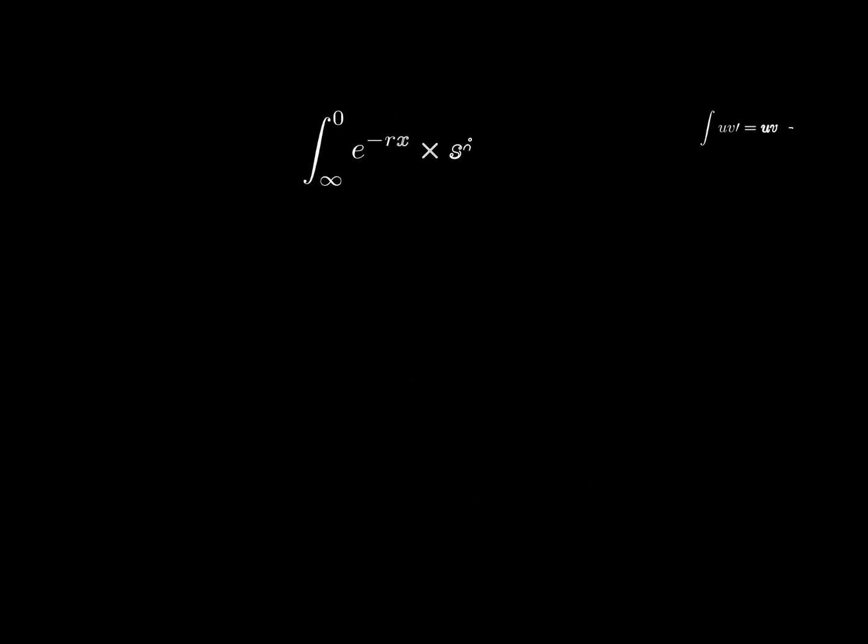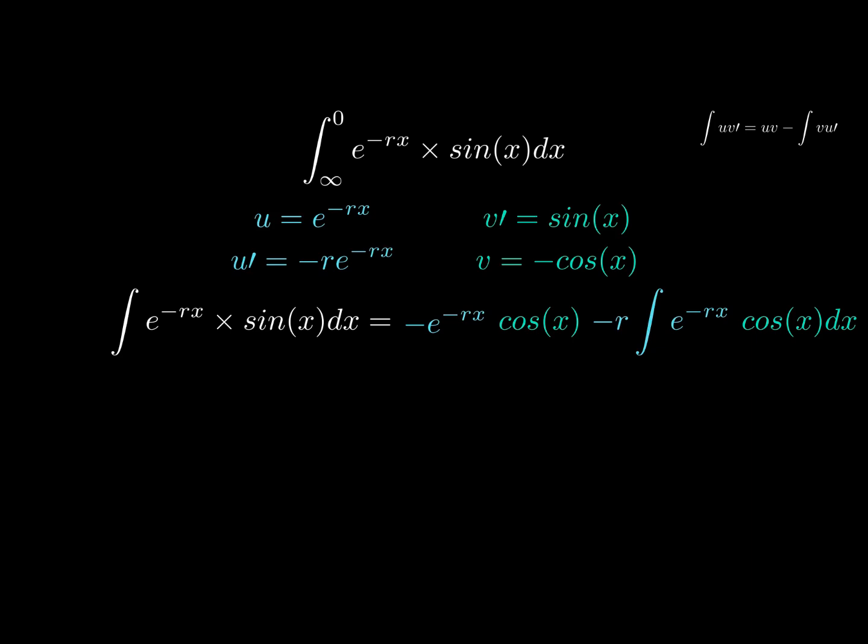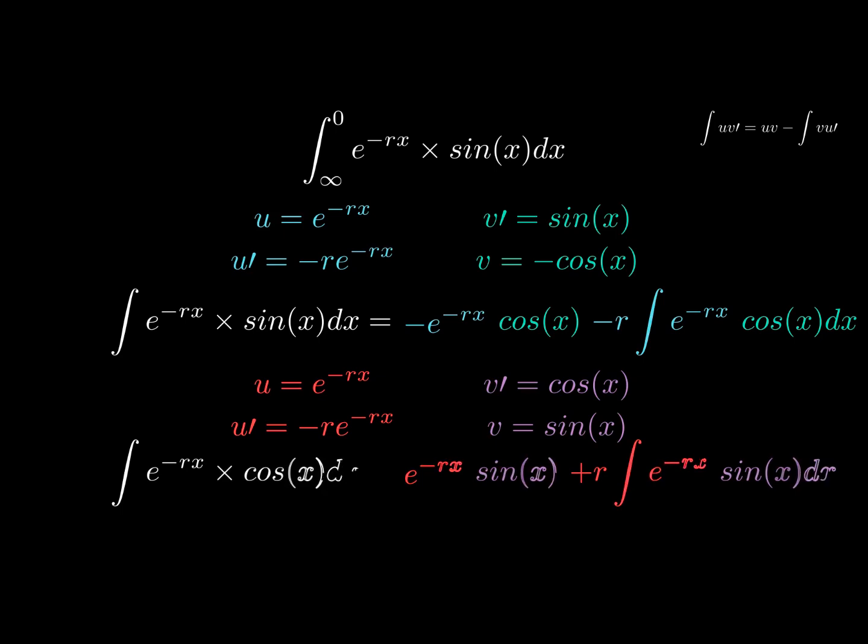We can evaluate this integral with integration by parts, and I've put the formula in the top right. First, we set u and v prime, which allows us to find u prime and v. Now we can rewrite the expression like so. We have another integral on the right side, which we can evaluate using integration by parts again. We set u and v prime, find u prime and v, and now we have an expression for this integral too. Notice this integral on the far right is the original integral we were trying to evaluate.